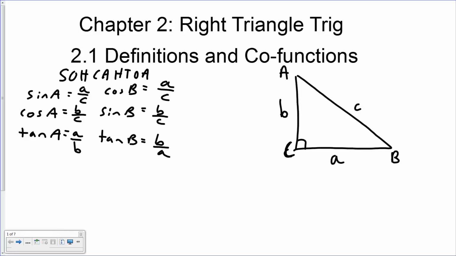As we look at those, you're going to see that the sine of A is equal to A over C, and the cosine of B is equal to A over C. They equal the same exact thing. That's not out of coincidence. That's going to be something that we're going to develop in class. With those, we're also going to get into secant, cosecant, and cotangent. So we're going to do that same thing down here.